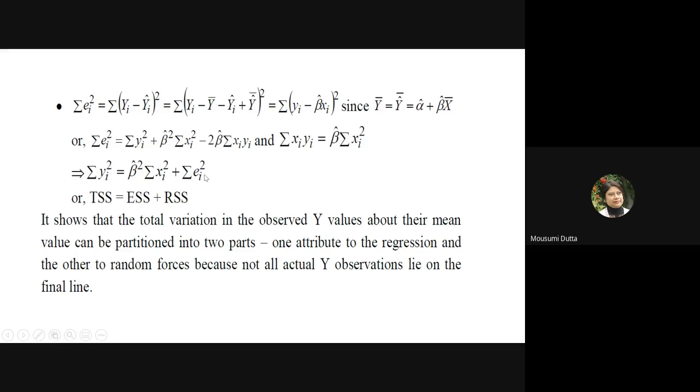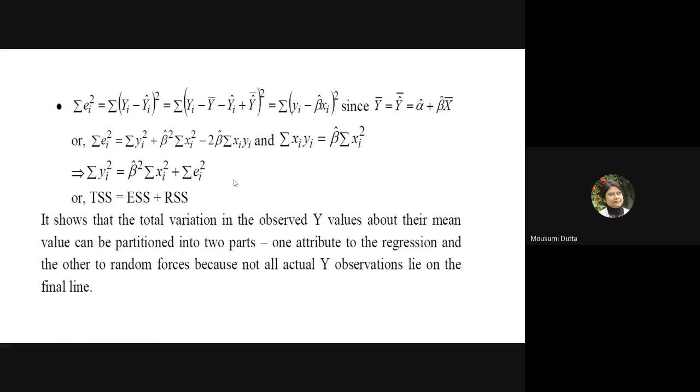If you readjust the equation, this term, when it comes to this side, will be plus. So summation yi square is equal to beta hat square summation xi square plus summation ei square. Or in other words, TSS is equal to ESS plus RSS. This is a very important relation in the context of analysis of variance. TSS, the total variation, is exactly equal to the explained variation in yi plus the unexplained variation, or the residual component.